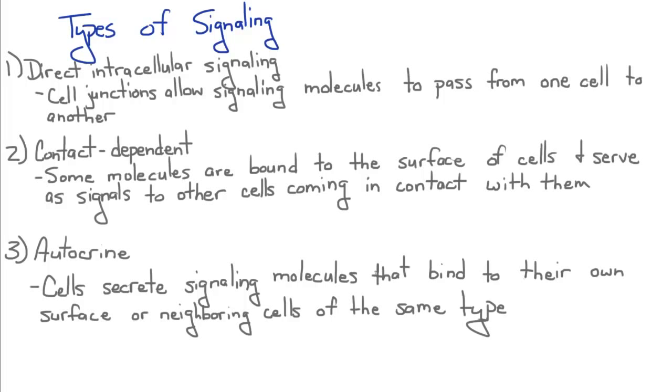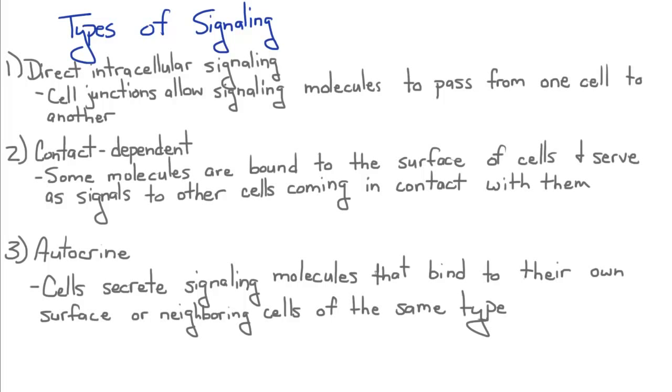You've got direct intracellular signaling, which is where cell junctions, or little gaps, like cells are stuck close together and there are little gaps between their membranes that connect their cytoplasms together. These cell junctions allow signaling molecules to pass from one cell to another. You've got contact dependent signaling, which is where some molecules are bound to the surface of cells and serve as signals to other cells that come along and come in contact with these cells.